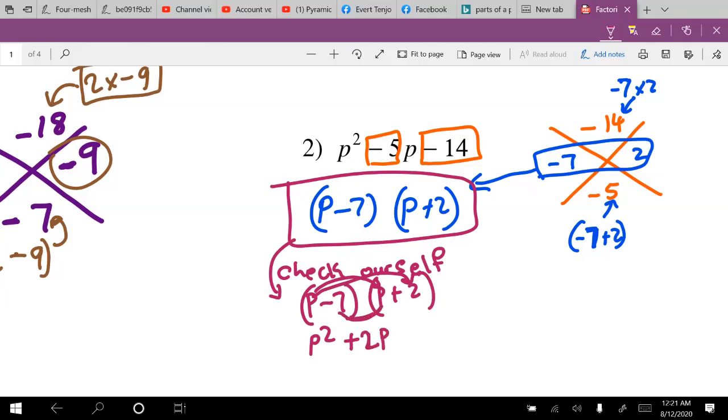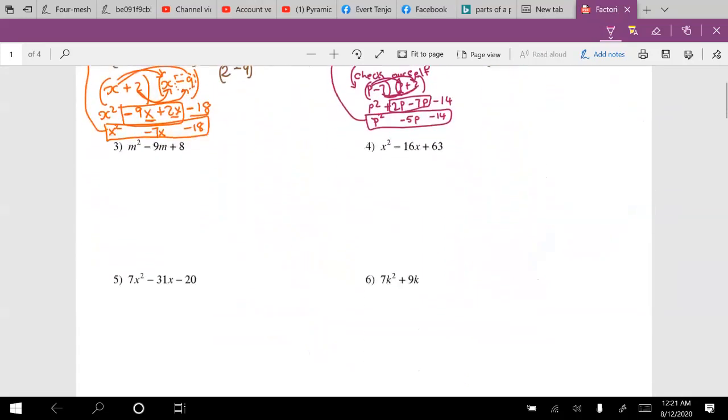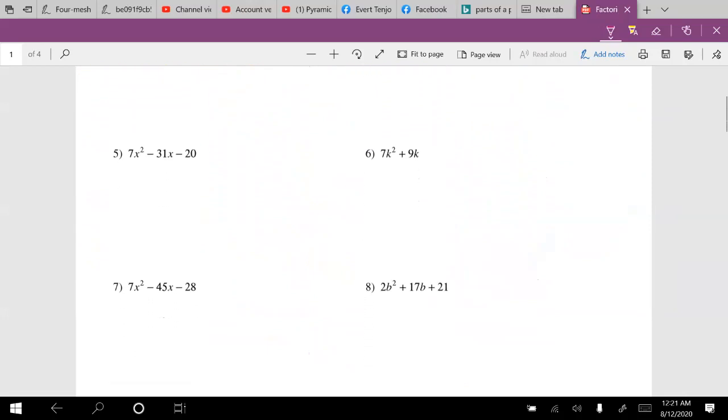So negative 7 times P is going to be negative 7P. Negative 7 times 2 is negative 14. Remember, we have two like terms. 2 minus 7 is negative 5P. Negative 14, P squared. Is that the same as the former equation? Yes, so we're right.